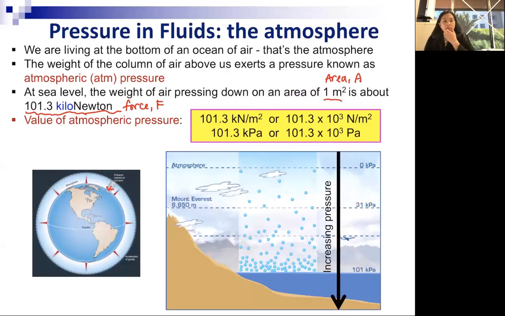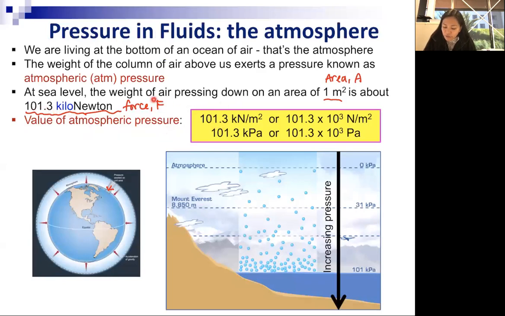Okay. So at sea level, if you just take 1 square meter of area, then the force exerted by the air molecules over that 1 square meter of area is about 101.3 times 10 to the 3, or kilonewtons, of force. And therefore, we can calculate the pressure at sea level. That's what we call atmospheric pressure.